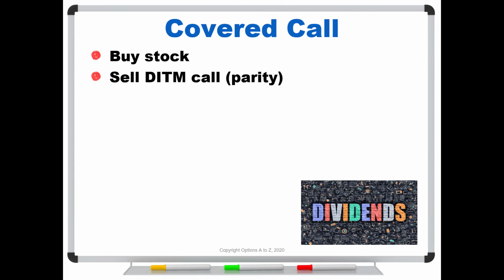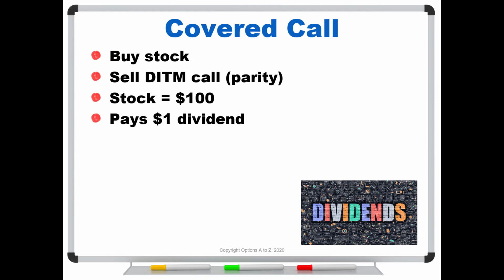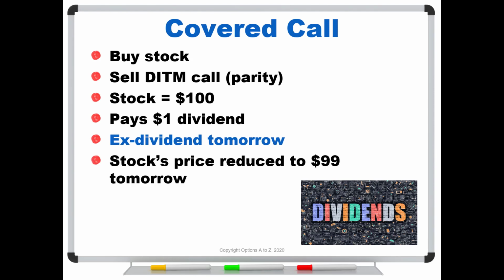So for instance, let's say that our stock is trading for 100 and it pays a $1 dividend. And in fact, it's going X dividend tomorrow, which means the stock's price is going to be reduced to $99 tomorrow. That's just saying the $100 stock price minus the dollar dividend. And again, the reason that the exchanges do this, reducing the stock's price, is because the company just paid out $1 worth of its assets per share. If it was worth $100 yesterday and it just paid out a dollar dividend, then it can't possibly be worth $100. So the exchanges reduce the stock's price by the amount of the dividend on the X dividend date.